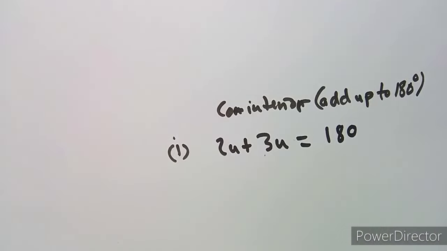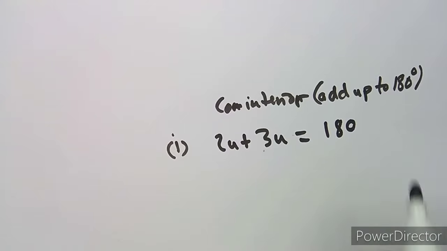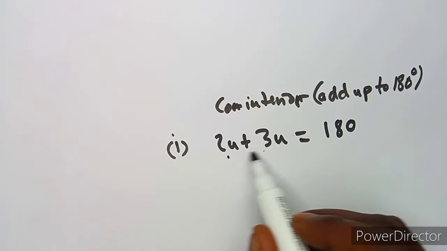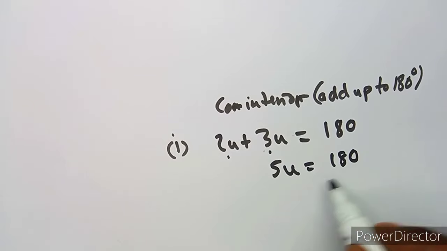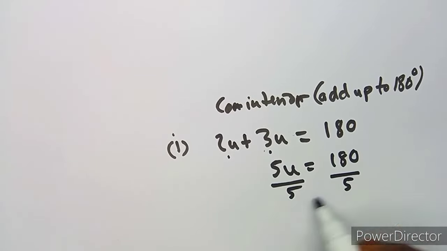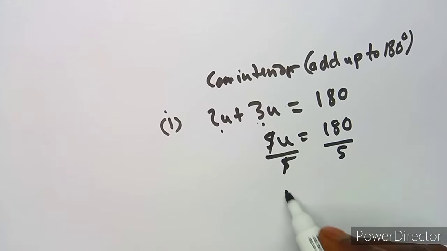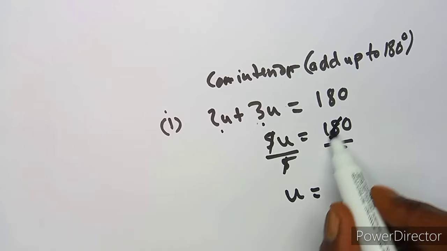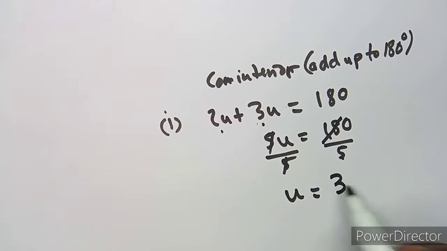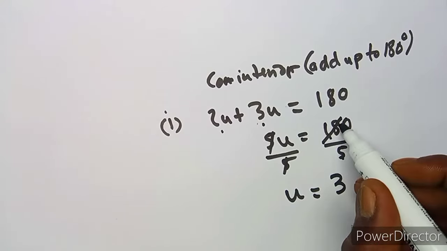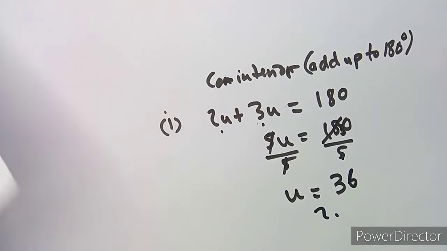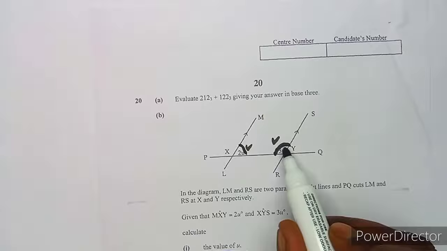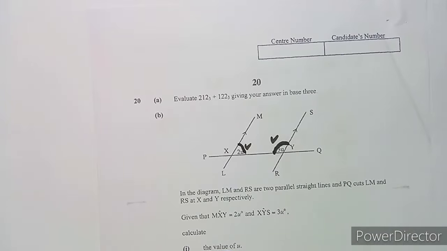Definitely, if you formulate an equation, you have to solve that and obtain the value of u. So this 180 degrees, and it's going to be 2 plus 3, which is 5u, is equivalent to 180 degrees. Divide by 5, that's going to cancel here, which is u is equivalent to 180 divided by 5, which is 36. So your u there is going to be 36, which means wherever you see a u, that's 36 degrees.